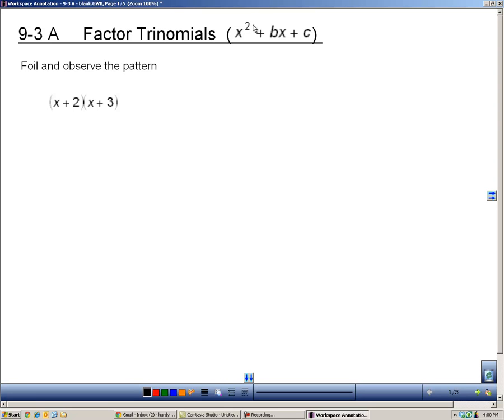Section 9.3a is about factoring trinomials that have this form. We're going to start by foiling these two binomials and looking at the pattern. If I multiply x and x, I get x squared, and then x times 3 is plus 3x. Distributing the 2, you get plus 2x, and then 2 times 3 is 6. Now what I want you to notice is these two middle terms are like terms, and they combine to give me a 5x.